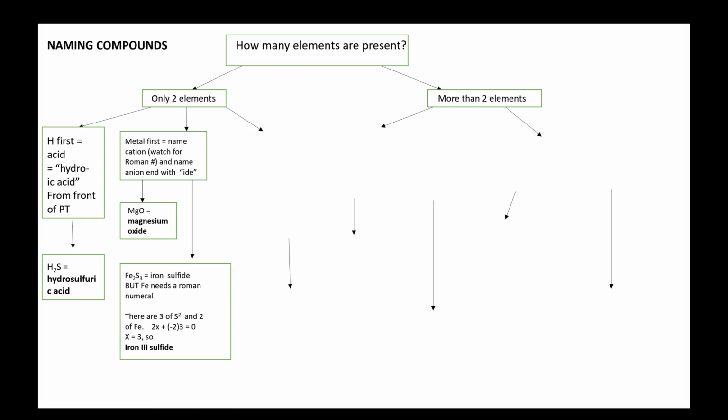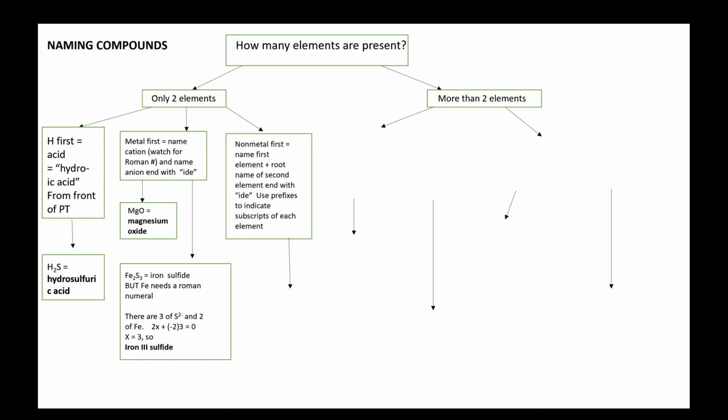Fe2S3, again, 2 capital letters, tells me it's elements that end in IDE. So it's iron sulfide, but Fe is one of those elements that needs a Roman numeral. So to do that, you can do some algebra. The charge on S is 2 minus, and there are 3 of them. And then there's 2 of the Fe that we don't know what charge is. So we have 2x plus negative 2 times 3 has to add up to 0. 2x minus 6 is 0, x is 3. So it's iron 3 sulfide.